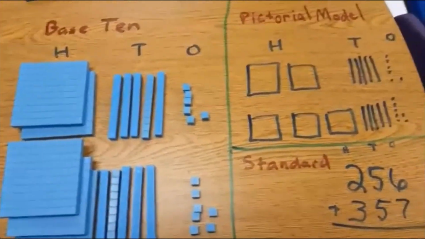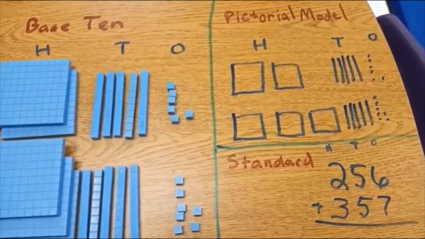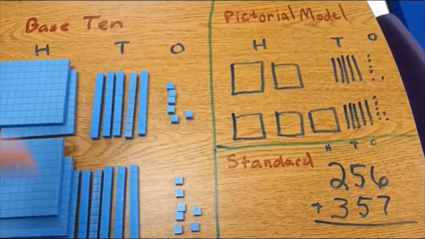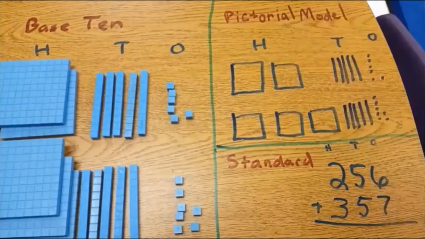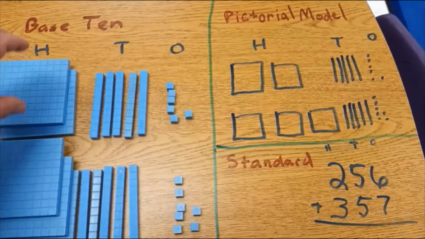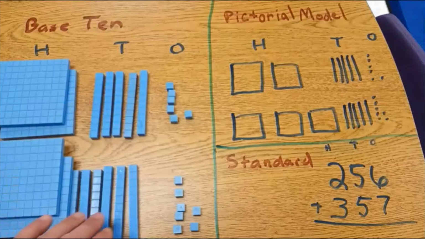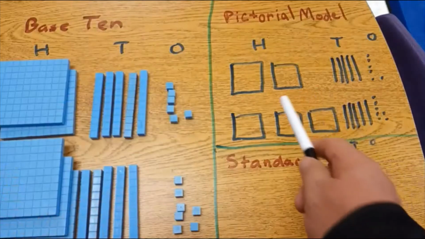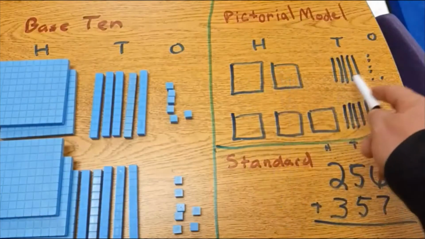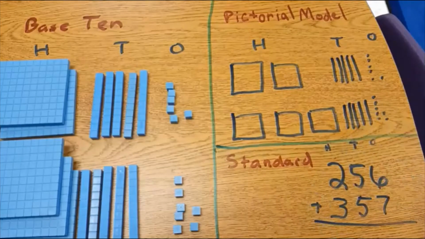Okay, I'm going to do a little practice here using different ways of adding. And you can see right here we have the base 10 model, we have a pictorial model, and we have a standard way of doing addition. And the addition problem we're going to do is 256 plus 357. And you can see right here, I already modeled 256 plus 357. And I did the same thing with my pictorial model. And then the standard way of doing it right here.